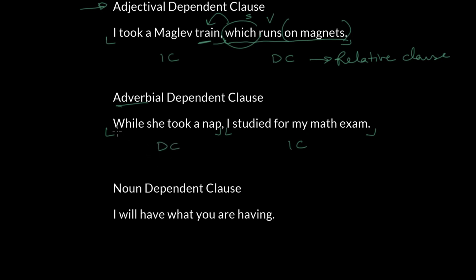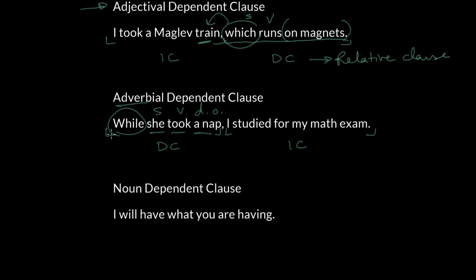We have a subordinating conjunction here, while, which connects our dependent clause to the later part of the sentence. We also have a subject, she, right? Subject, she. We have a verb, took. And in this case, we have a direct object. Took what? A nap. Okay.